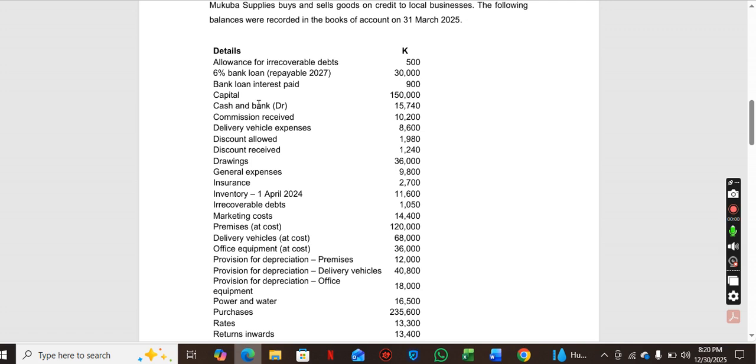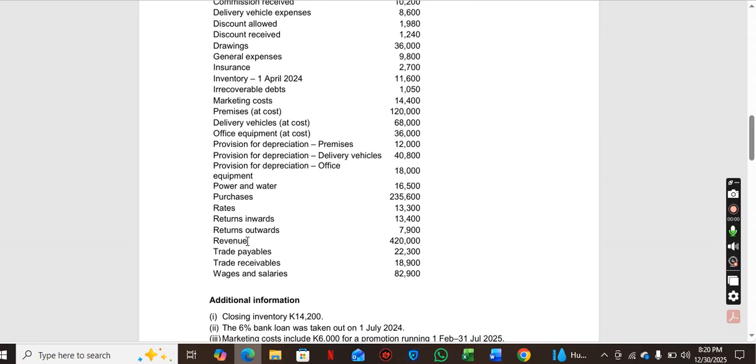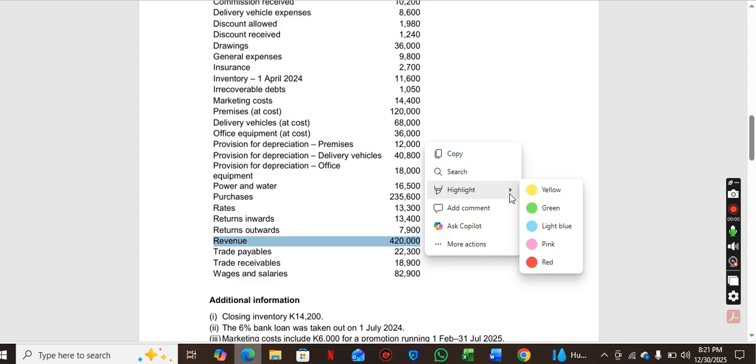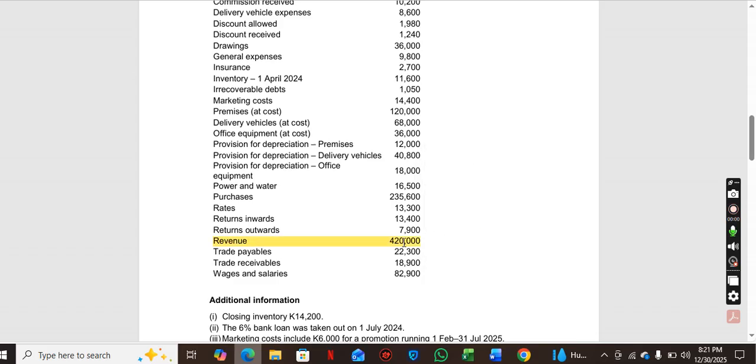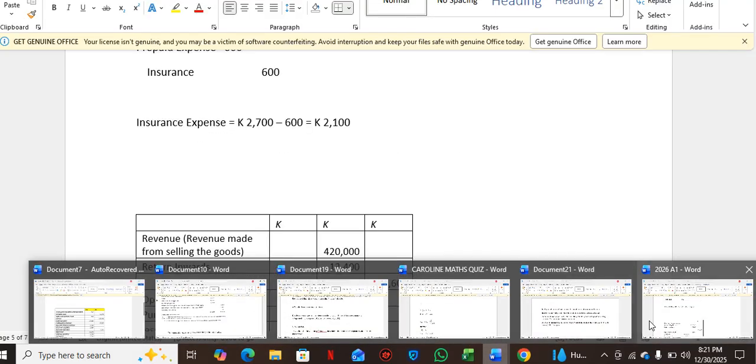In our information here, sales revenue is where is that? Sales revenue is here, 420,000. Okay, this is the sales revenue. It will be the first item. Mukuba Supplies sold goods and made 420,000. So you put it here.